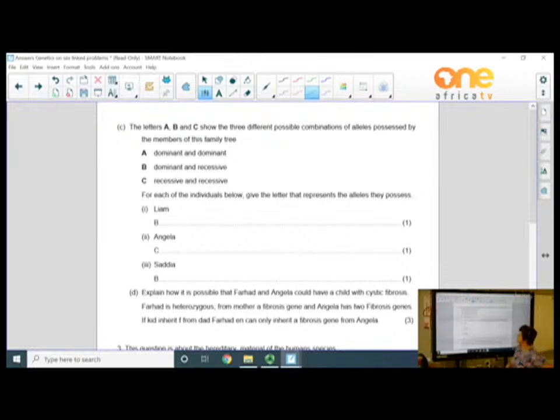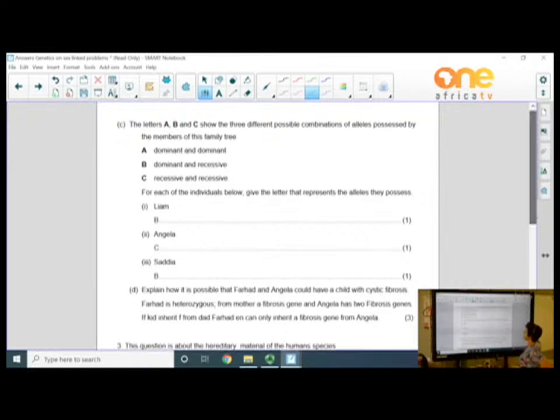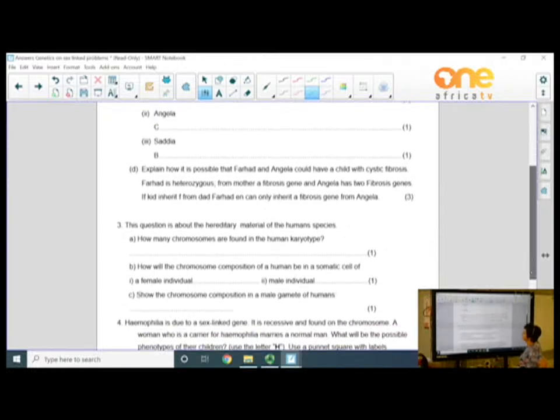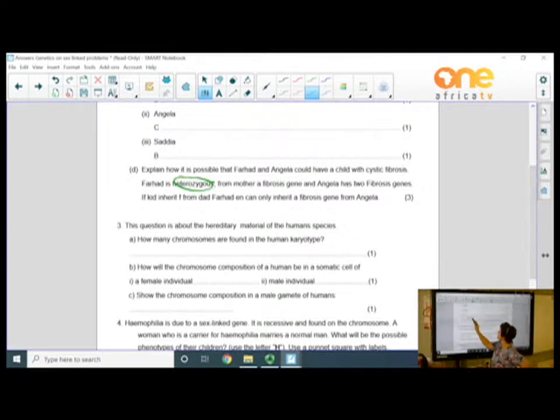Okay, the next then, who had the different combinations? Liam had a dominant and a recessive allele, Angela recessive, and Sadia also dominant and recessive. Explain how it is possible that Farad and Angela could have a child with cystic fibrosis. Again, we said Farad is heterozygous. So Farad looks like this.